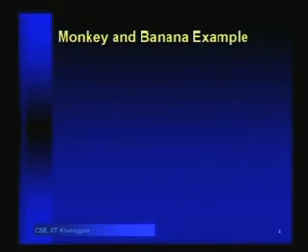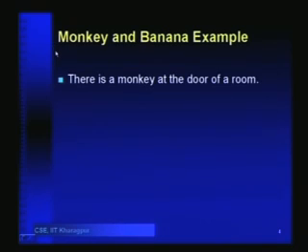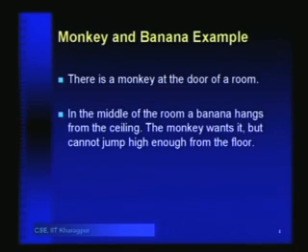So the monkey and banana example, this is from the book of Russell and Norvig. This goes as follows. There is a monkey at the door of a room. In the middle of the room, a banana hangs from the ceiling. The monkey wants it, but it cannot jump high enough from the floor.